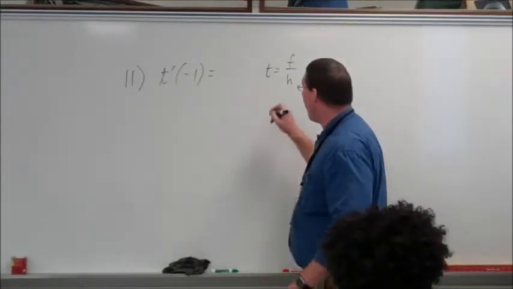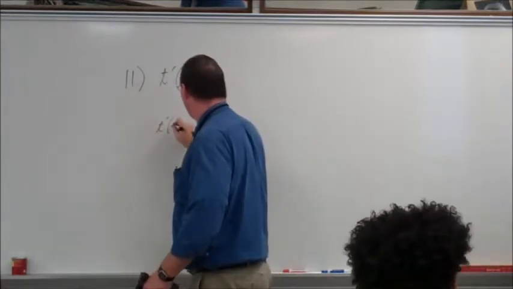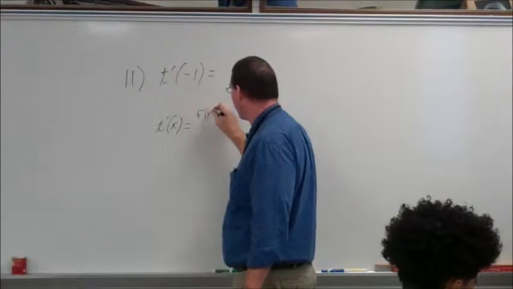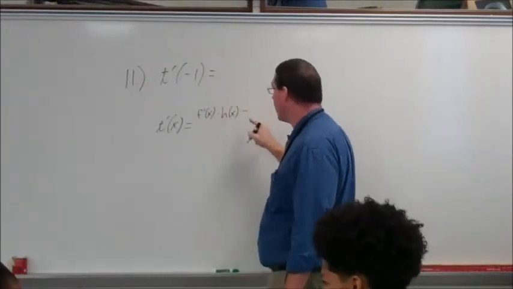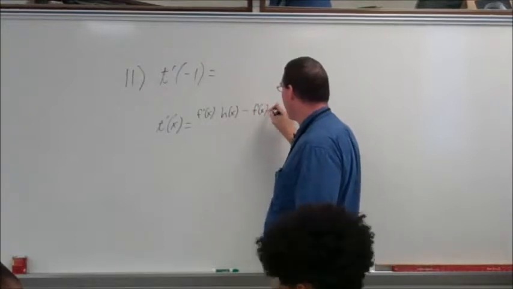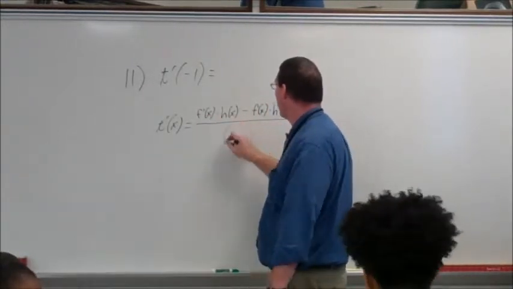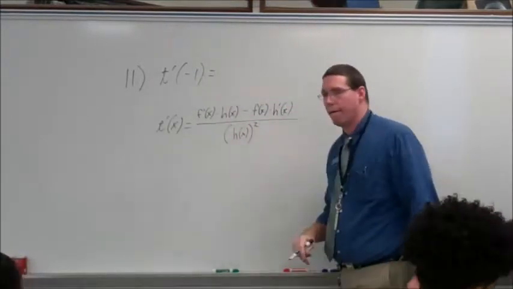So T prime of x is going to be the derivative of the top, which is f prime of x, times the bottom, which is h of x, minus the top, f of x, times h prime, the derivative of the bottom, all over h of x squared.